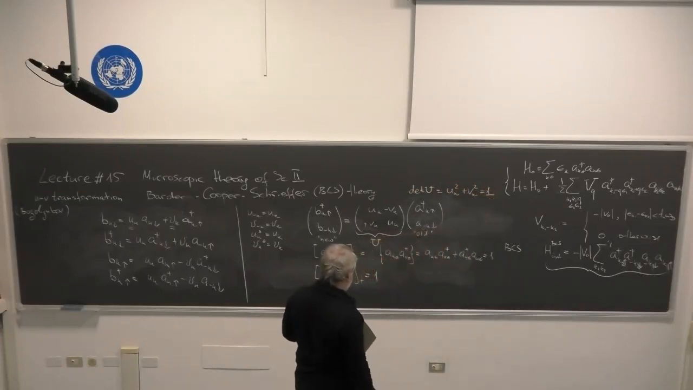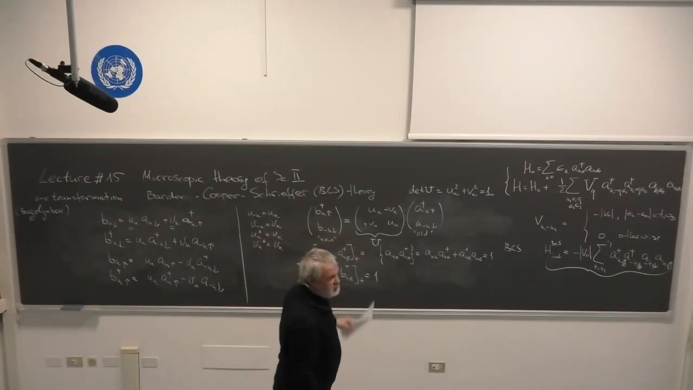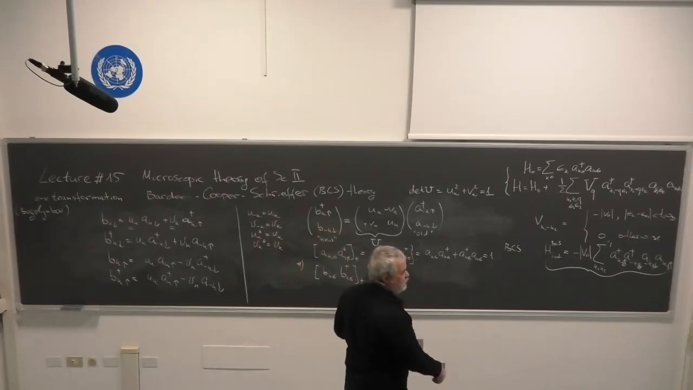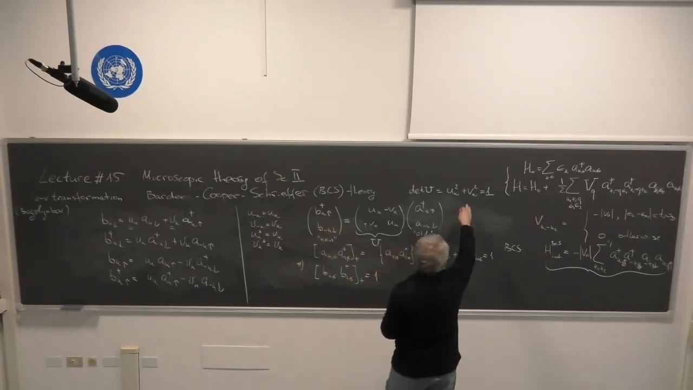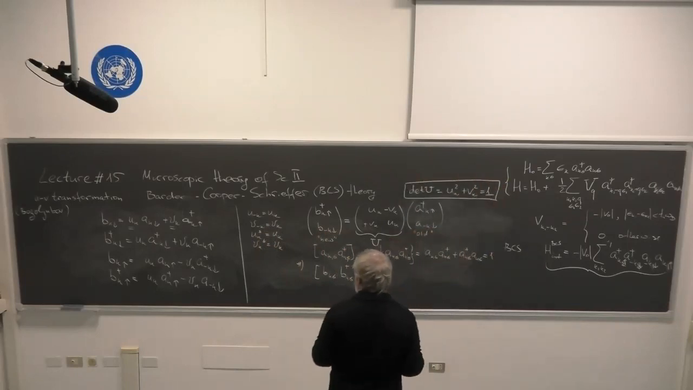Please do this exercise. This exercise is for you. Plug in these new variables in terms of old variables, commute them, and in order to guarantee that new variables are also subject to Fermi-Dirac statistics, you derive this condition for the matrix U. Good.